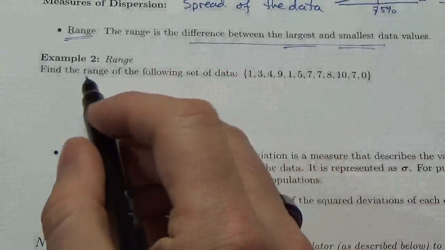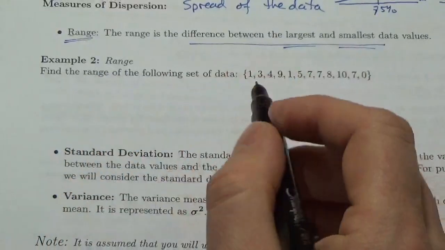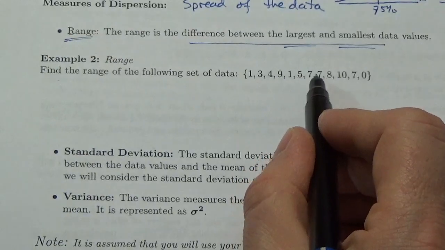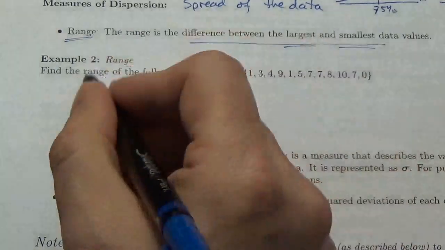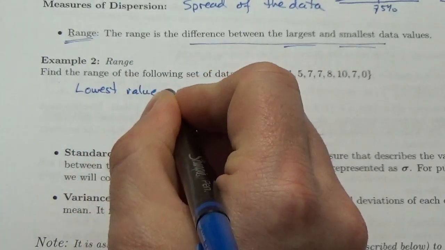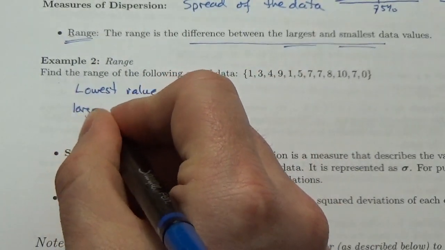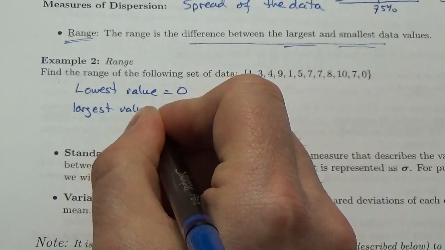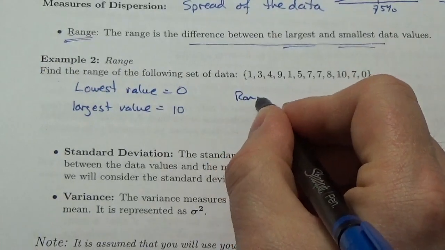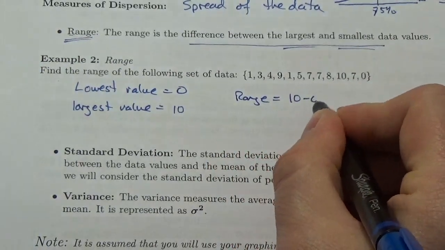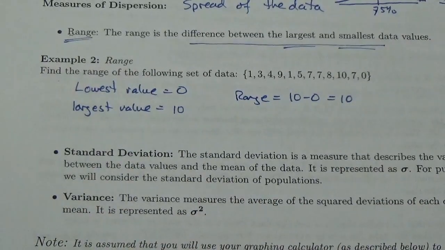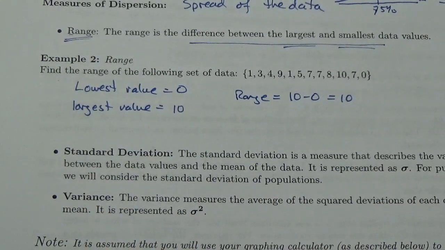Okay, so here's the example of our range that I was just mentioning. Here's our data set: 1, 3, 4, 9, 1, 5, 7, 7. It's the same data set that we did before. Our lowest value is 0. Our largest value, I have to look back, looks like 10. So our range is going to be 10 minus 0, or 10. Now that gives us a little bit of an idea of the spread of the data.